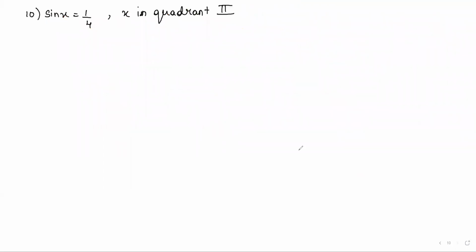Next, your next question is cos x is equal to minus 1 upon 3, where x lies in the third quadrant.